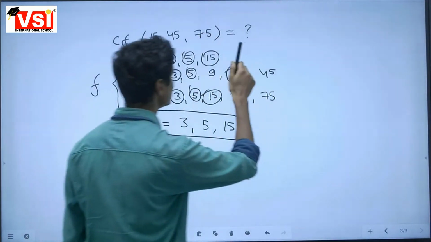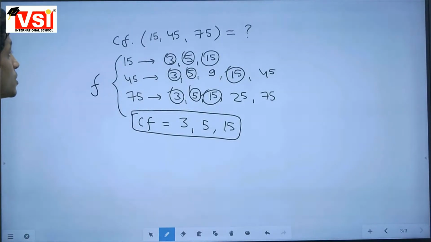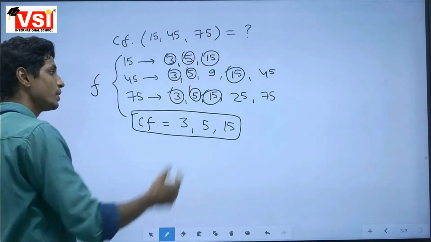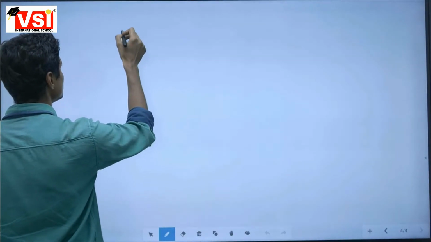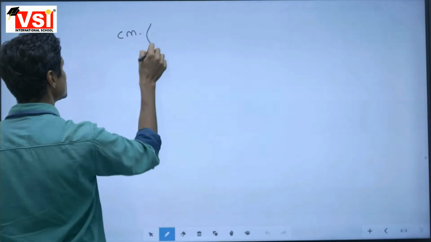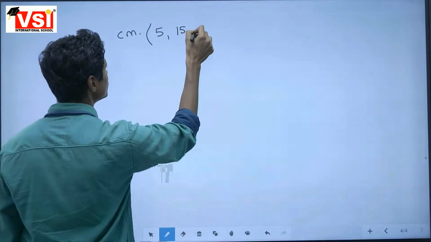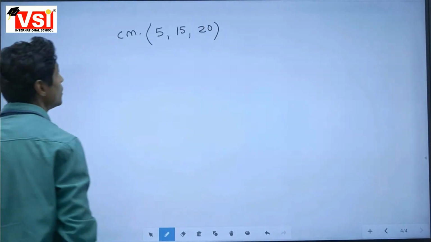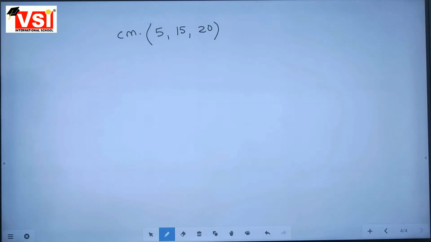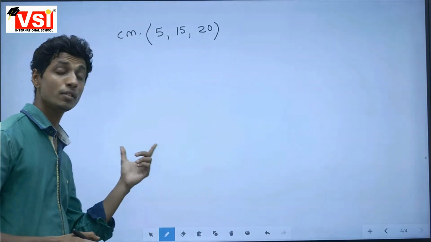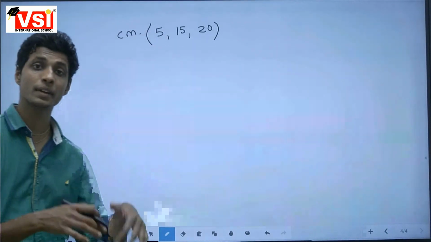Likewise, you can find the common factors of a group consisting of 4 numbers, 2 numbers, or 5 numbers. And about common multiples, you find them in the same way. Like common multiples of 5, 15, 20. Likewise, we were having a limited number of factors for any number, so we will also have a limited number of common factors for any group.